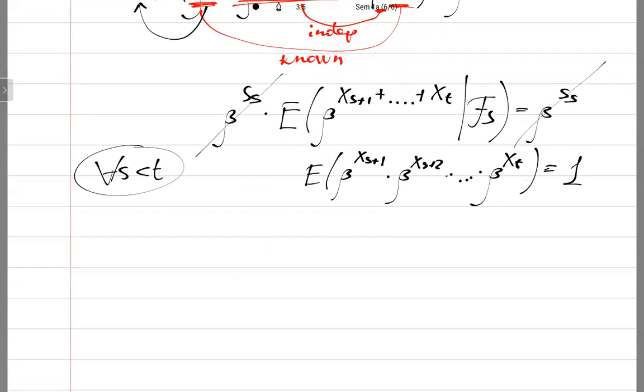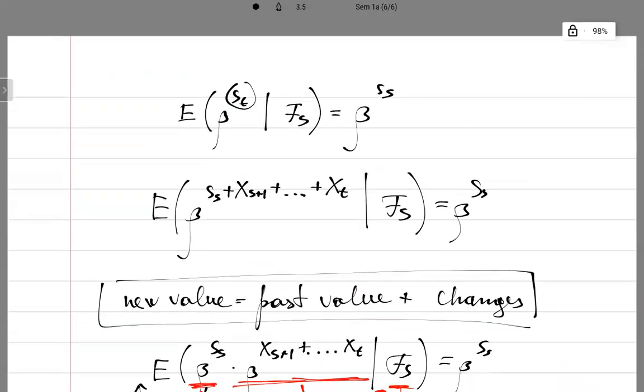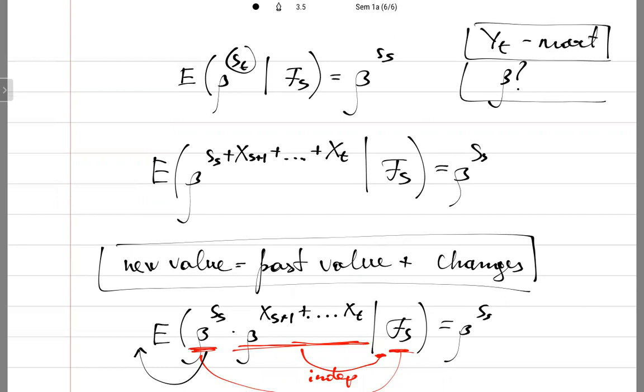Sorry. Yeah. So we set it to beta to the power of S_s because we want it to be a martingale, right? The question is to find the value of beta. What is the question? Find the value of beta such that Y_t is a martingale. So the expected value of Y_t, the future best guess given current information, should be the current value of the process.